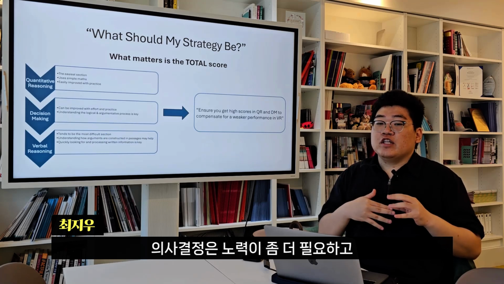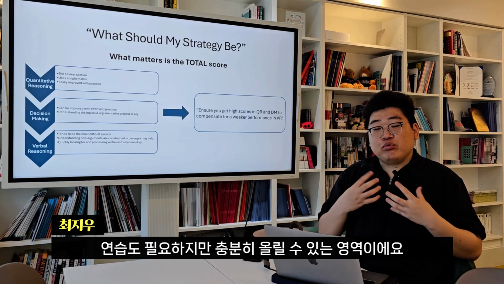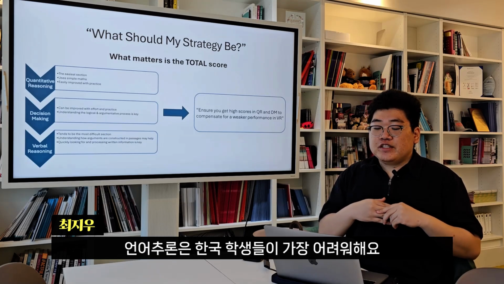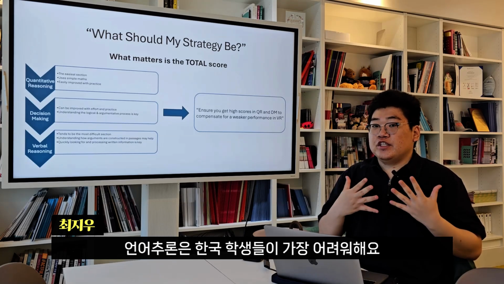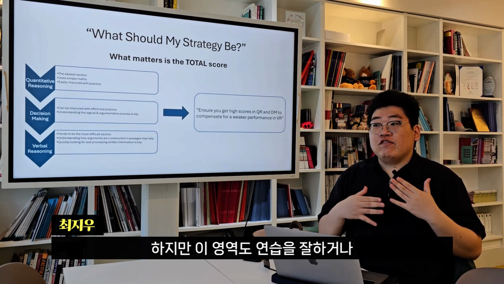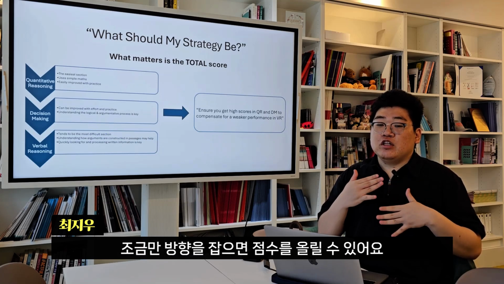Decision making, you need to give a little more effort as well as practice, but it is a section that you can improve upon. Now for verbal reasoning, this tends to be the hardest section for Korean students overall, but this is a section that you can improve your score on if you practice well or if you receive a little bit of guidance.